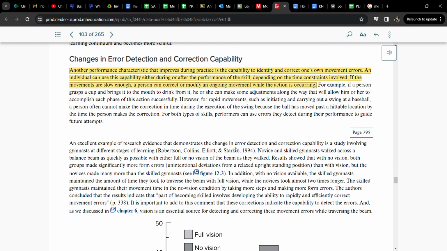Next is changes in error detection and correction capability. As you become more masterful at a skill, you can pick up on your own mistakes relatively easily. You don't always need someone to give you augmented feedback or verbal feedback that tells you whether you're doing something incorrectly or not. You can rely on your own feedback and your own assessment of your skill to be an error detector for yourself and make the appropriate corrections.